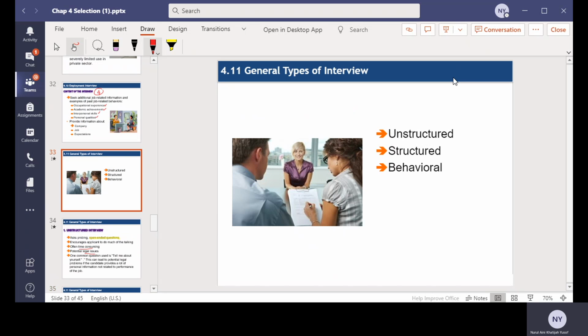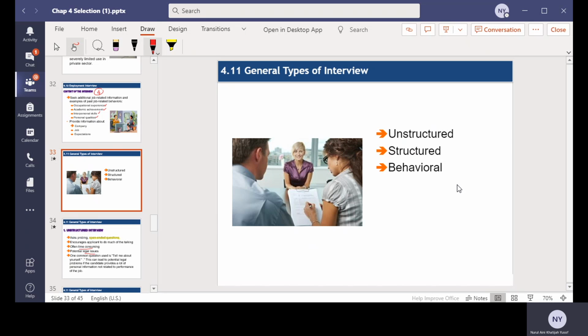So as I mentioned, it depends. That's why I said for your assignment also, you need to choose at least one. But it is not wrong for a company to use a mixture. If they want to use all 3, unstructured, structured, and behavioral, yes, they can do so. But again, it will be time consuming, because they are focusing on all 3 types.